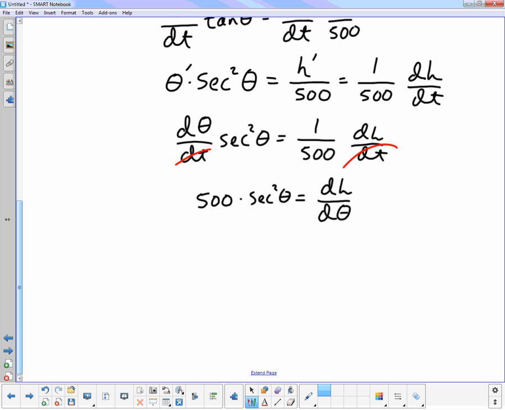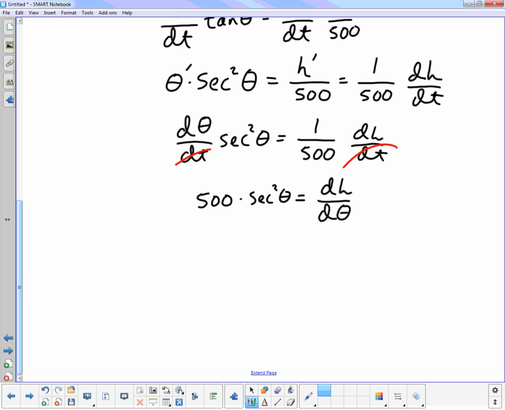Because it's algebra. That's the Leibniz notation. I take out my time dependence. I don't need the time dependence. They both change with time, but as one changes with time, the other one changes with time. So if I take away the time, all I'm saying is how does the angle change when the height changes, or how does the height change when the angle changes? Okay.